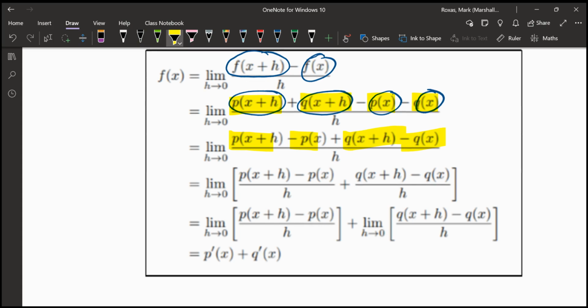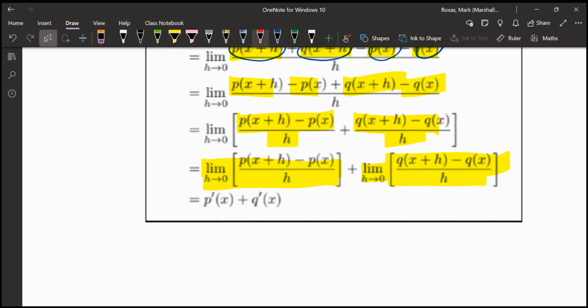So I can expose two separate limit definitions of the derivative. And then using limit properties, I can separate these two as the sum of two limits. Each limit represents its own derivative: the first is p prime x, and the second one is q prime x.